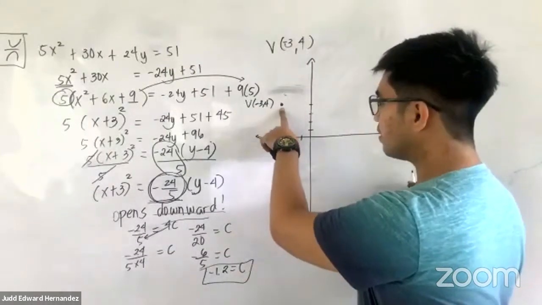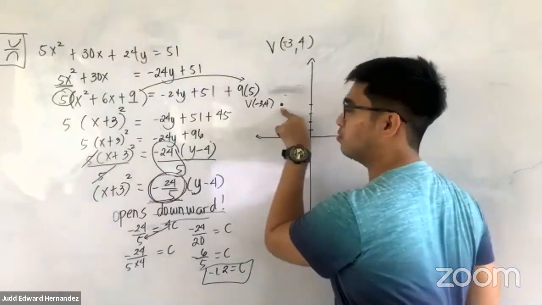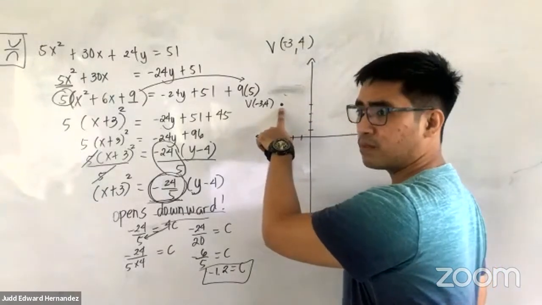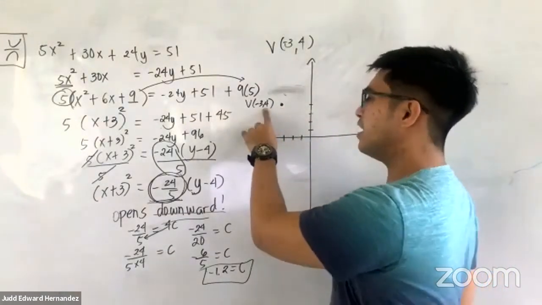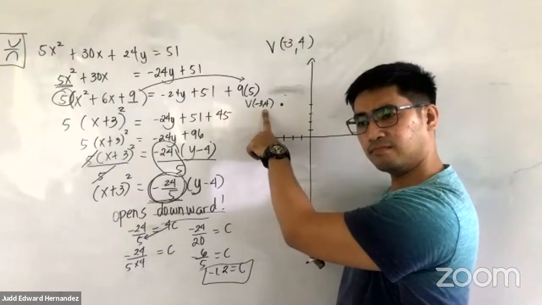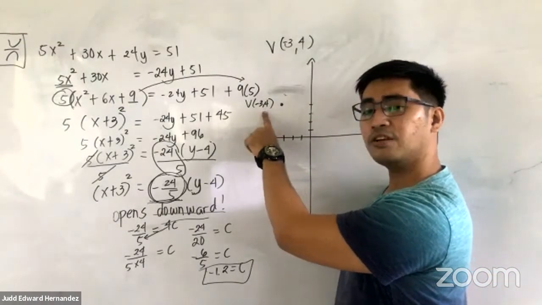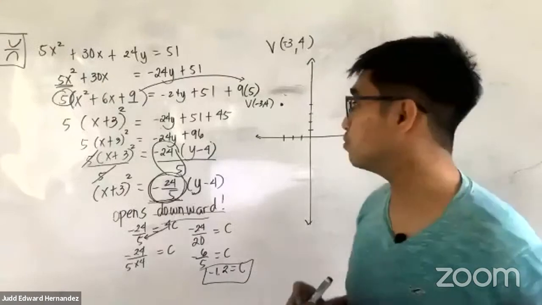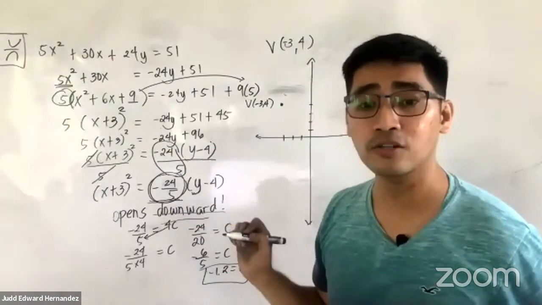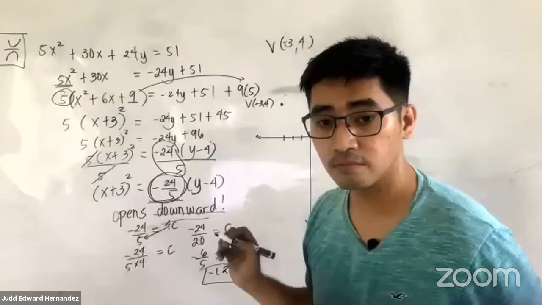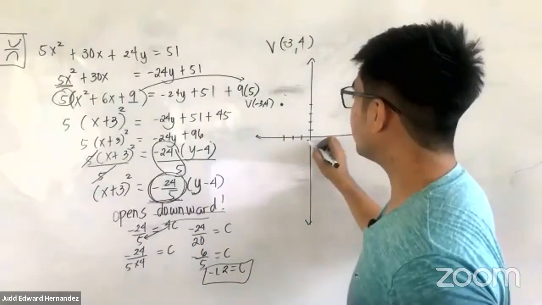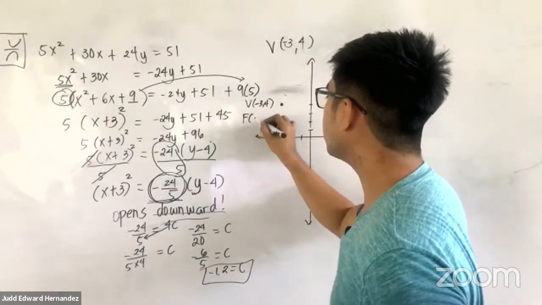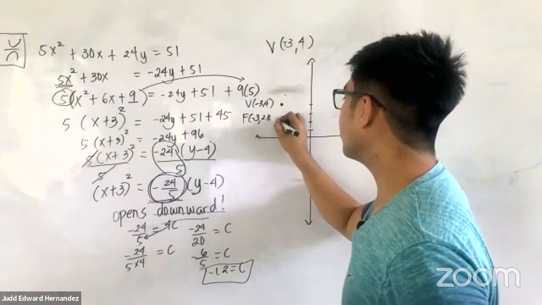Kung nasa baba siya ni vertex, therefore, saan tayo magma-minus? Kay X or kay Y? Y po. Very good kay Y. Ilan yung ima-minus natin kay 4? 1.2. Very good. We need to subtract 1.2 from 4. And that is 4 minus 1.2? 2.8. Therefore, the focus is located at negative 3, 2.8. So this is the focus.